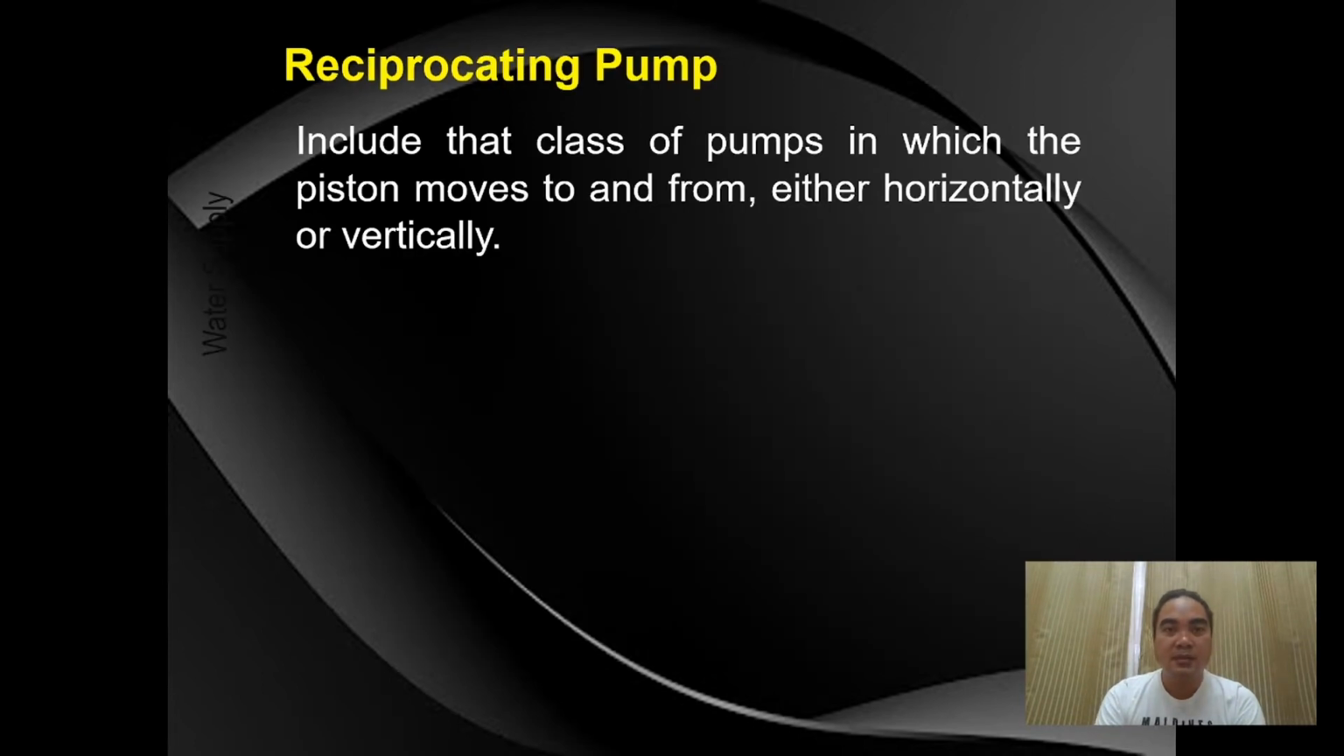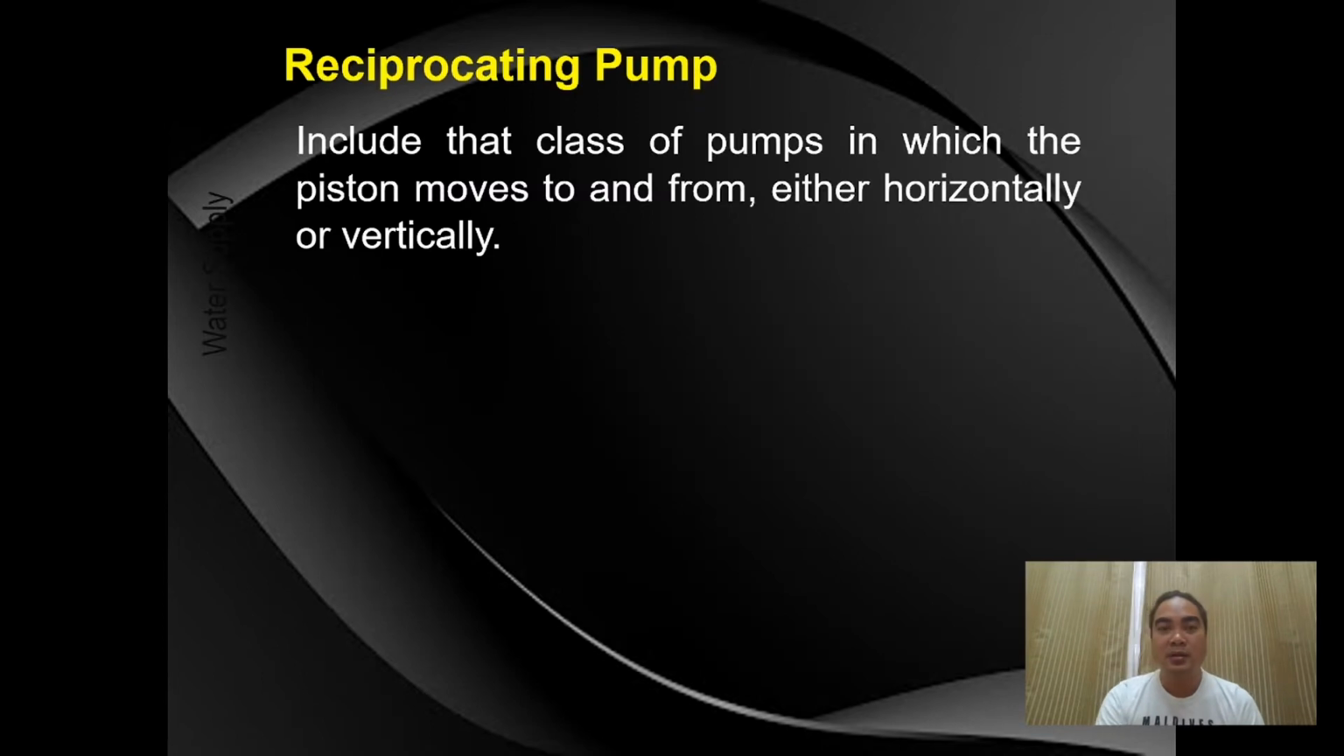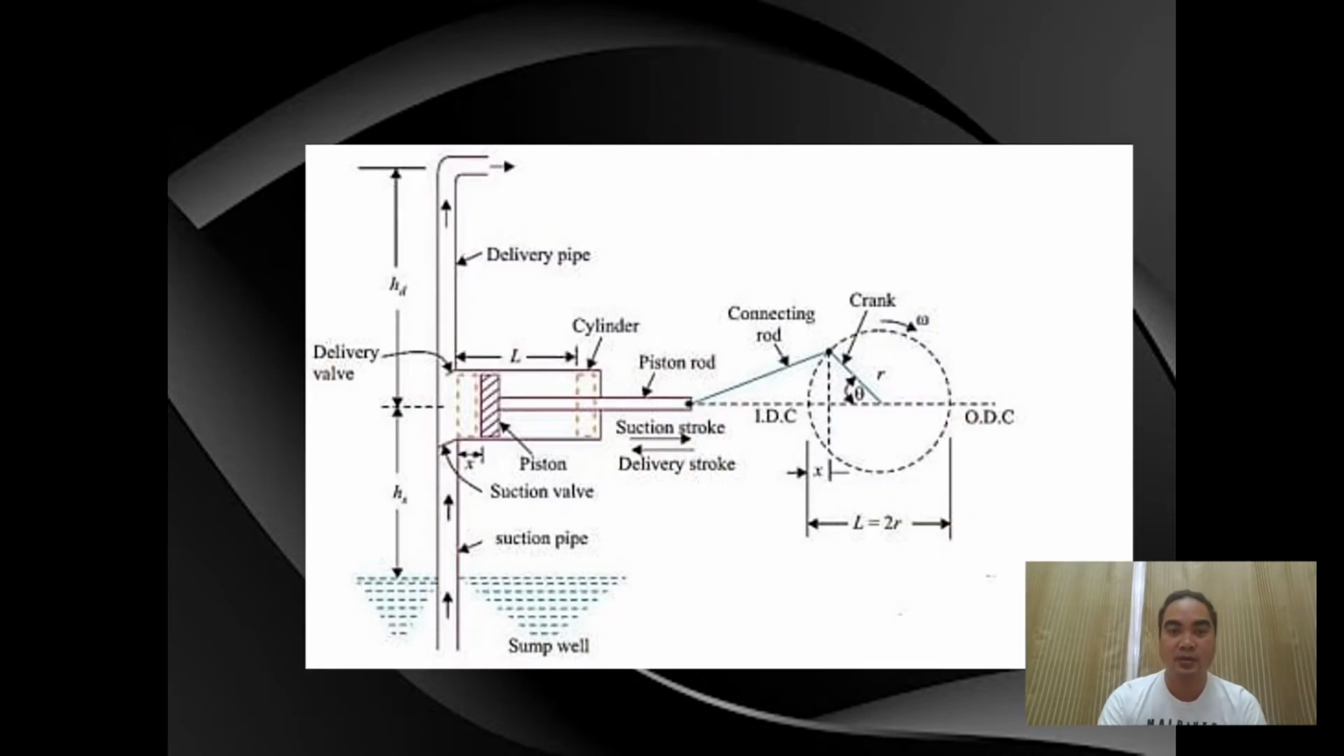Reciprocating pump includes the class of pump in which the piston moves to and fro either horizontally or vertically. So either horizontal or vertical is the movement of the piston to supply water. This is our piston, and its movement is left and right. Oh, sorry, horizontal.